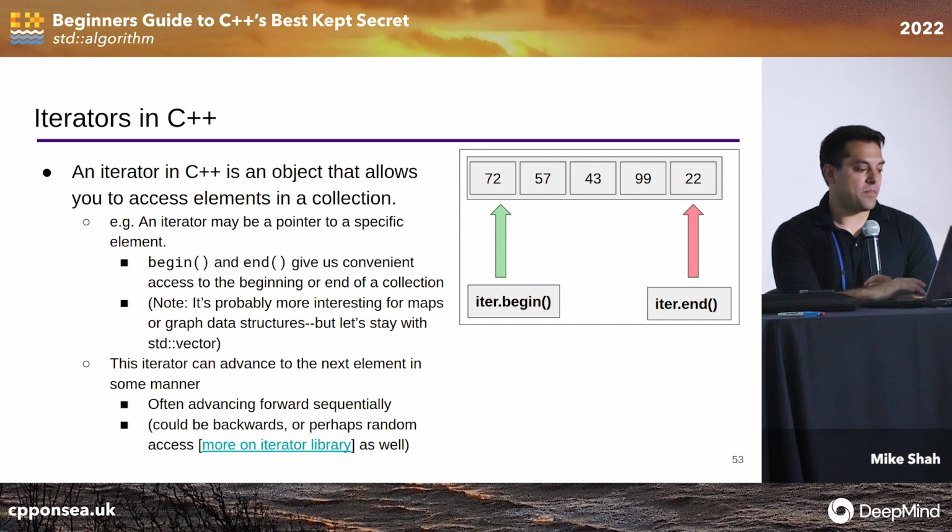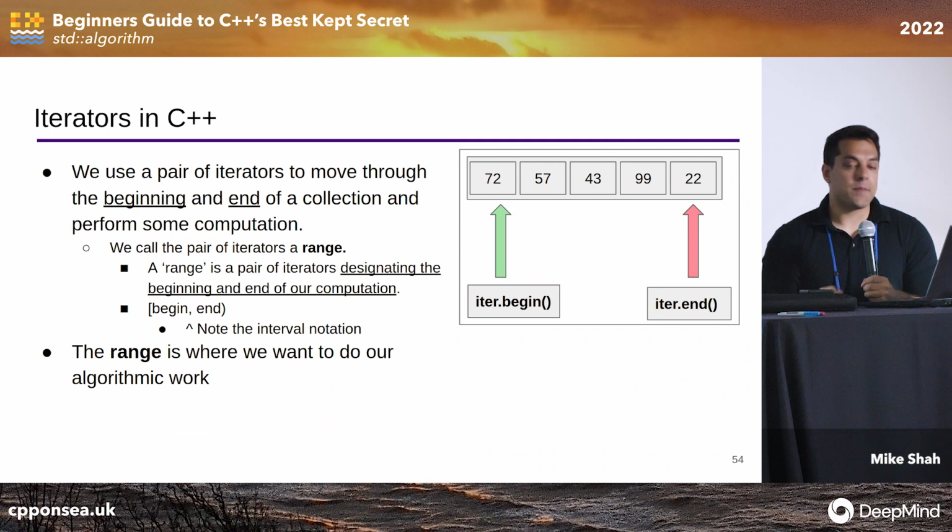And the job of the iterator is to advance to the next element in some manner. Usually this means forward, at least for this talk, in a sequential order. But you could go backwards or have iterators that access things randomly, or input iterators, output, and so on. But that's iterators. And usually when we have iterators, we're talking about having pairs of iterators, at least in most cases, and that's what we're going to see today. Something that points to the beginning of our collection and the end of our collection.